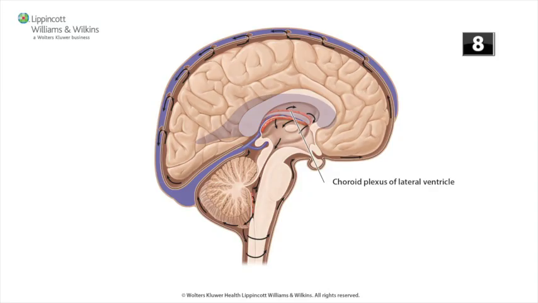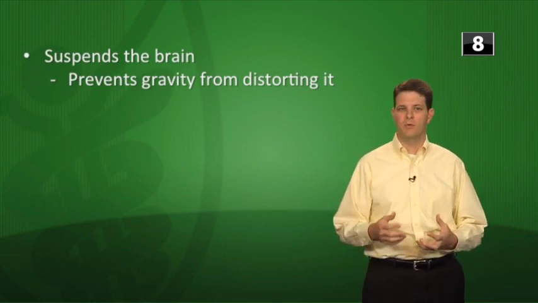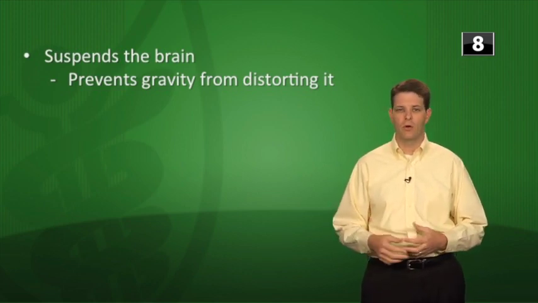Next, where is most of the CSF generated, and what's the function of CSF? So most of the CSF is formed in the choroid plexuses of the 2 lateral ventricles in the brain. And then the functions of CSF are to suspend the brain, so it's kind of floating in CSF, which helps prevent forces like gravity from distorting the brain.